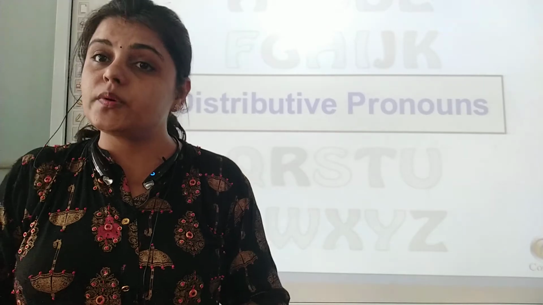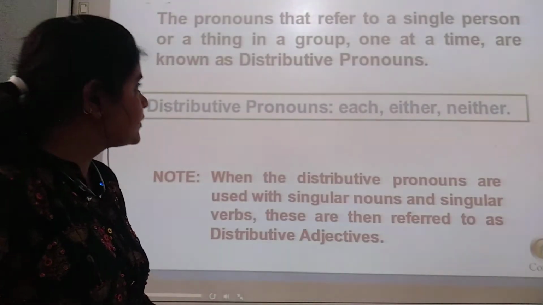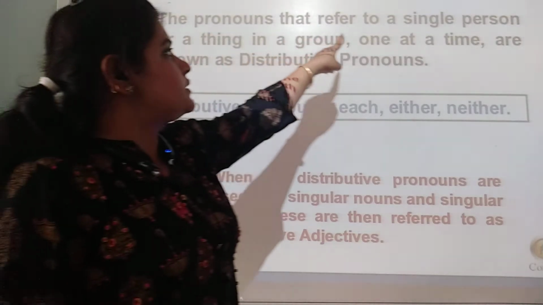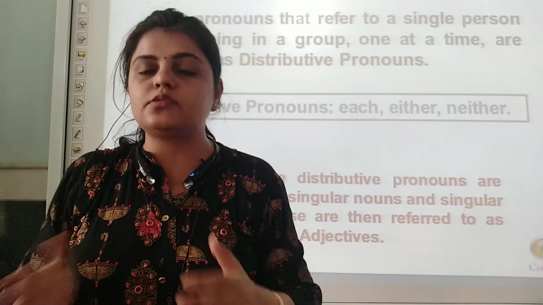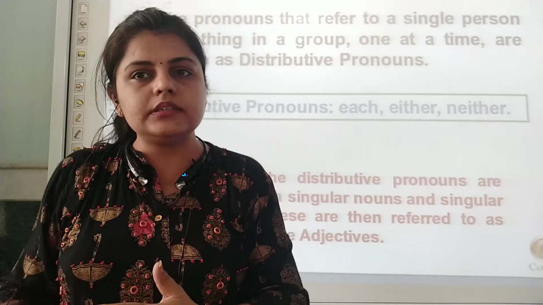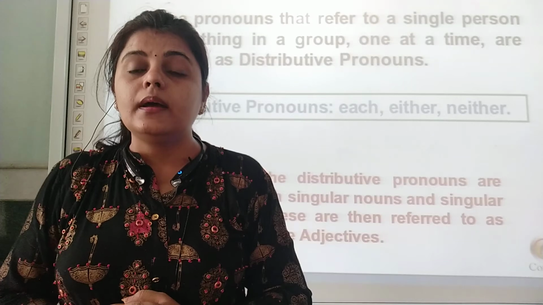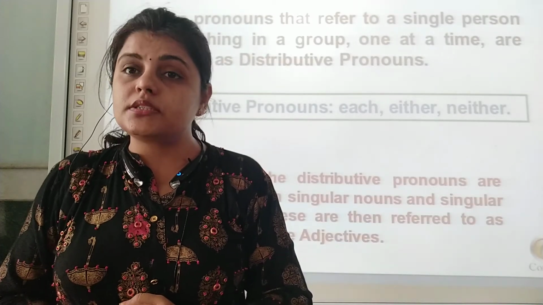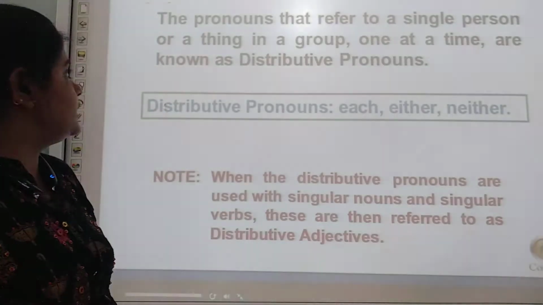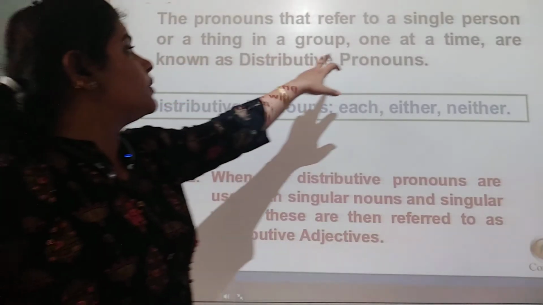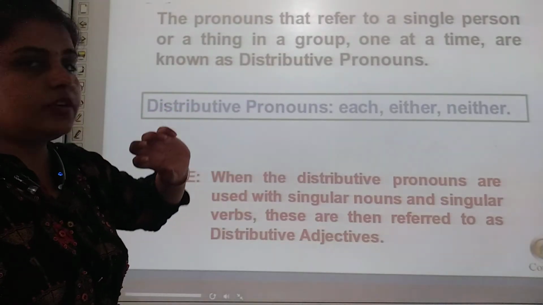Which words are used as distributive pronouns? Let us see. As I told you, we will divide the things, we will distribute the things among persons or something else. That is called a distributive pronoun. So a distributive pronoun denotes a singular person or a thing in a group, one at a time.